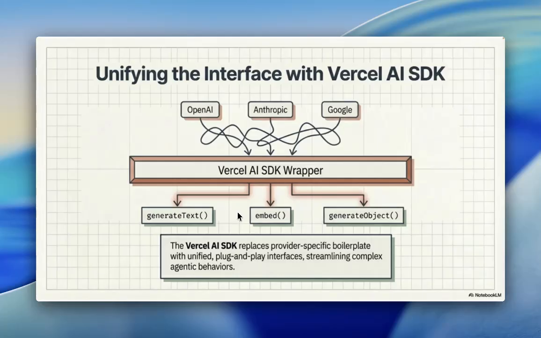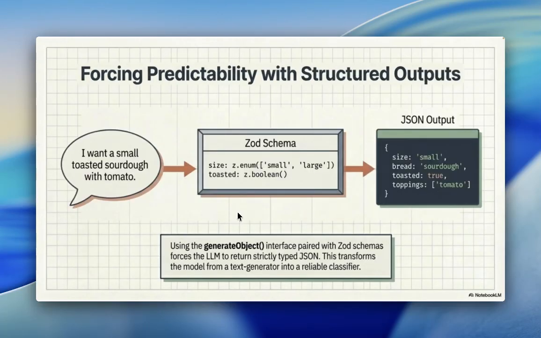The Vercel AI SDK replaces provider-specific boilerplate with unified plug-and-play interfaces, streamlining complex agentic behavior. Forcing predictability with structured output: I want a small toasted sourdough with tomato. The Zod schema has size as z.enum small or large, and toasted as z.boolean, giving JSON output with size small. Using the generateObject interface paired with the Zod schema forces the LLM to return strictly typed JSON. This transforms the model from a text generator into a reliable classifier.